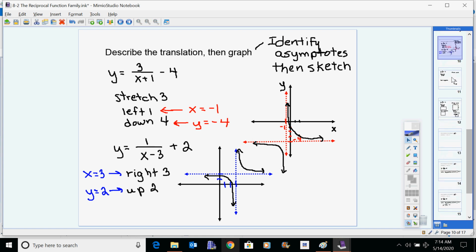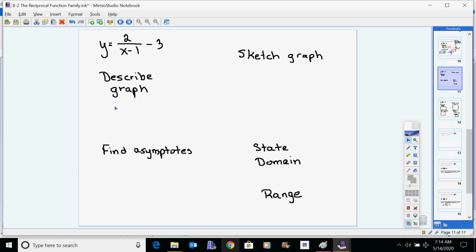Okay, another one that asks through all the questions. We want to describe it, we want to find the asymptotes, we want to sketch it, and state the domain and range. Okay, that's really what we were just doing, but what I want you to do is pause it right here, and I want you to see how you do with this and then listen to the explanation.